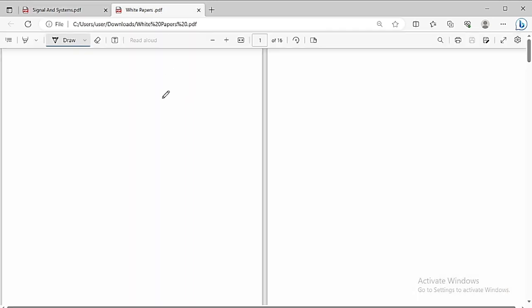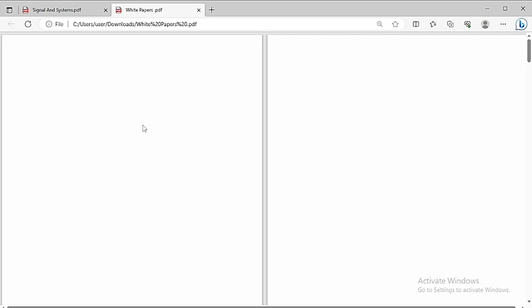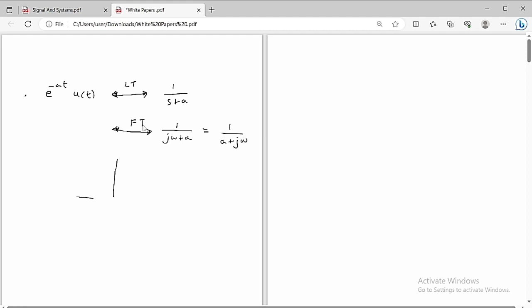For e to the power of minus at into u of t, I have already told you, listen carefully, what the Laplace transform is. The Laplace transform is 1 by s plus a. If you want the Fourier transform from the Laplace transform, substitute s equal to jω, and then we get the Fourier transform. Therefore it is 1 by jω plus a, or you can write 1 by a plus jω. This is the Fourier transform for e to the power of minus at into u of t. The signal means a waveform like this that we are going to get.